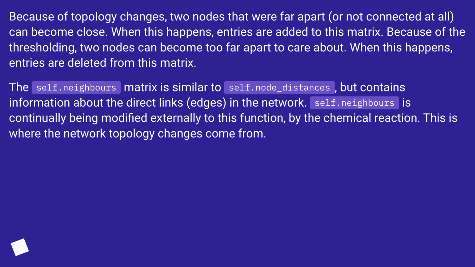The self.neighbors matrix is similar to self.node_distances, but contains information about the direct links, edges, in the network. Self.neighbors is continually being modified externally to this function by the chemical reaction. This is where the network topology changes come from.